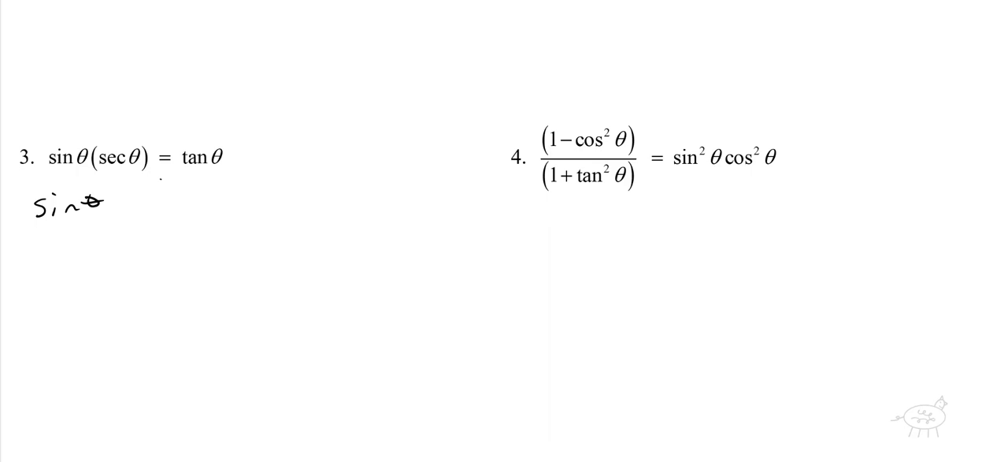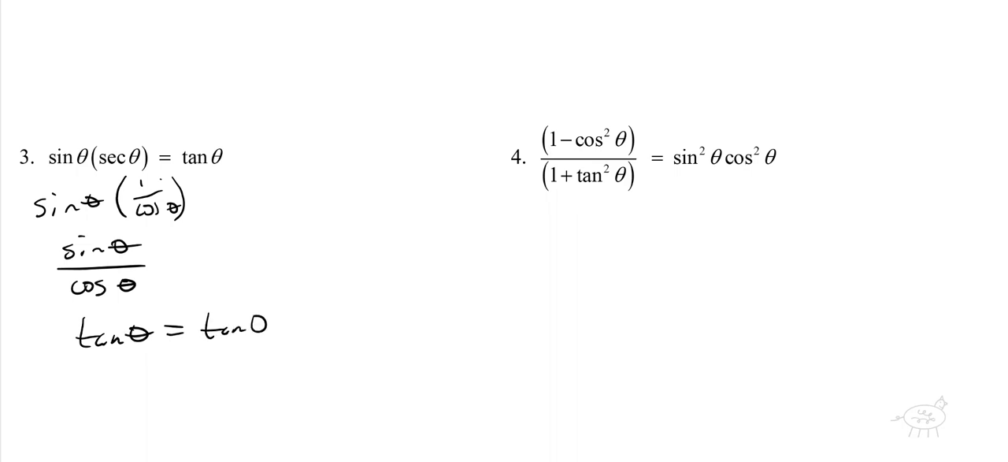Okay, so sine of theta times 1 over cosine of theta. Which, if I multiply that together, I get sine of theta over cosine theta. And that's, of course, one of our quotient identities. That's just equal to tangent of theta. So tangent of theta equals tangent of theta. Check mark. Okay? Not bad, right?